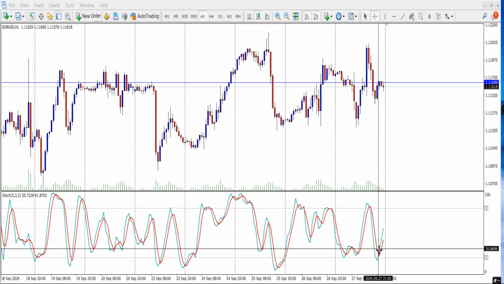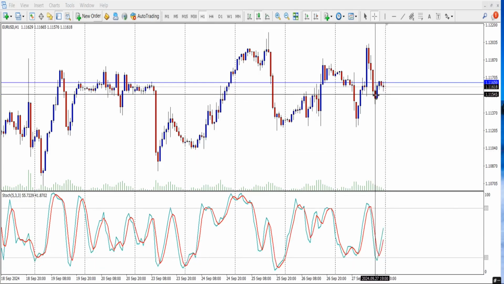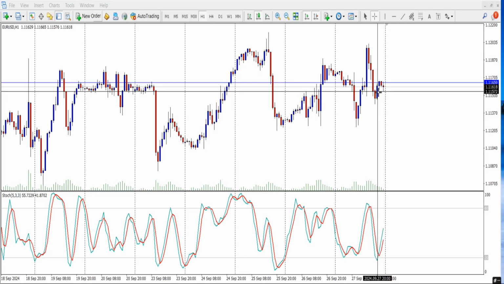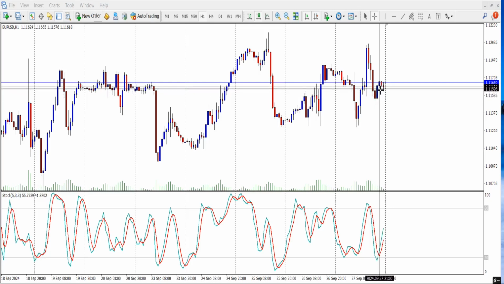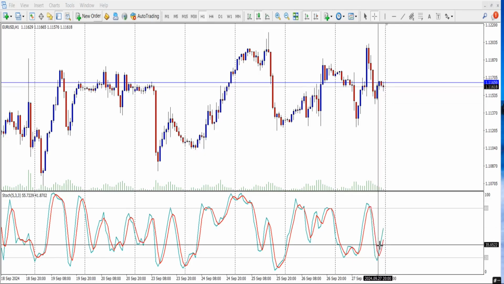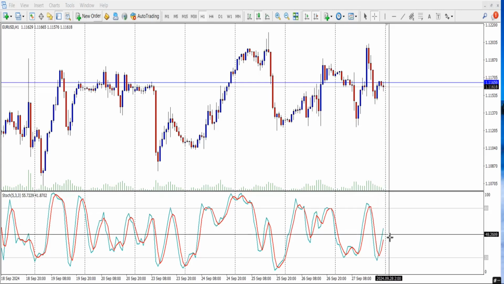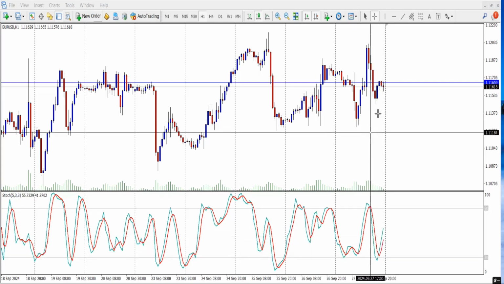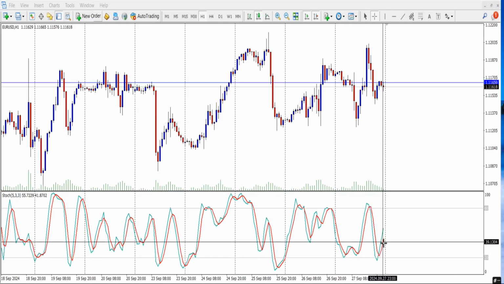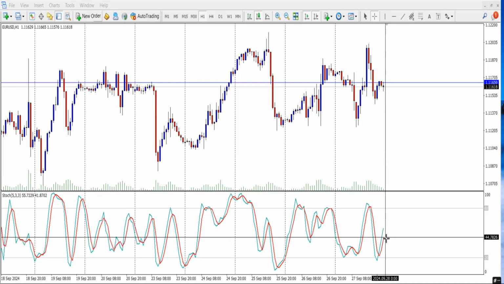So we can see that after the crossover happened around this oversold zone, price also reacted to it, because there was a little bit of a bullish move. Although, because it's the weekend, the market is closed. However, when the market opens, we are going to know if this bullish move is going to continue, right? But for the meantime, we can see that price is reacting to the signal from the stochastic oscillator, which is giving a buy signal.